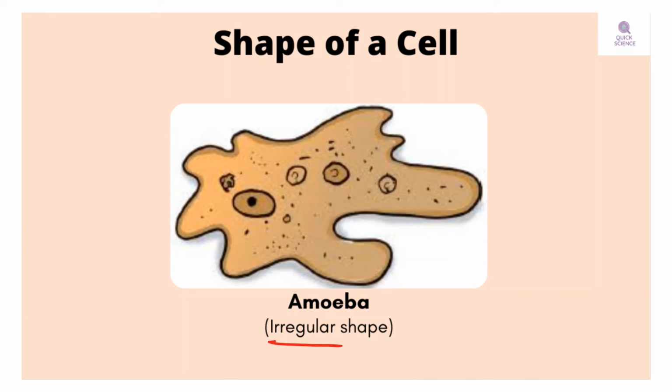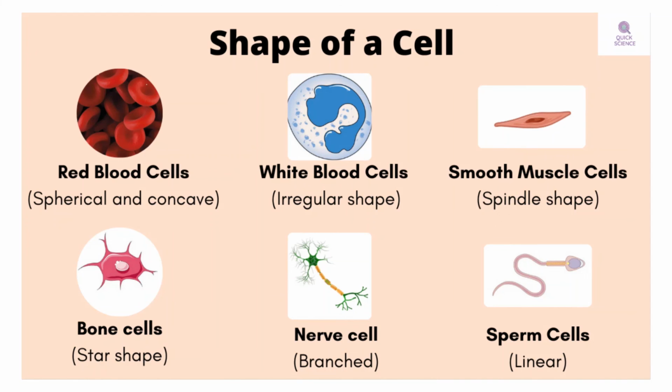If you look at the picture of amoeba, these tiny projections of the amoeba are called pseudopodia. So, with the help of these pseudopodia, amoeba eats its prey and then digests it. Thus, it uses these small projections for locomotion and to capture its prey. On the other hand, in multicellular organisms, cells are of different shapes. Let's see a few examples. In humans, red blood cells are spherical and concave, white blood cells are irregular shaped, muscle cells are spindle in shape, bone cells are star shaped, nerve cells are long and branched, whereas sperm cells are linear in shape.